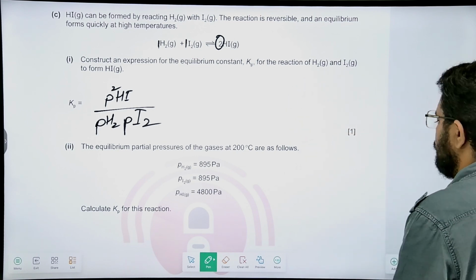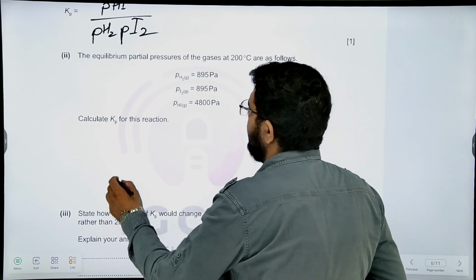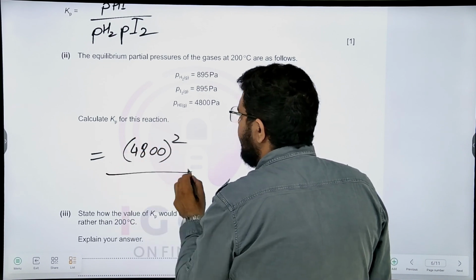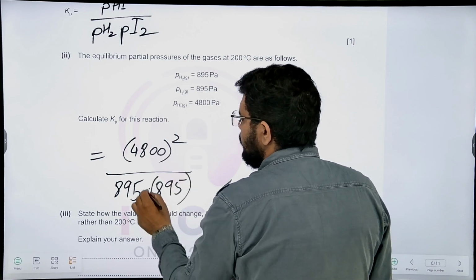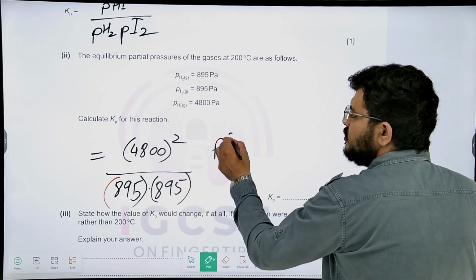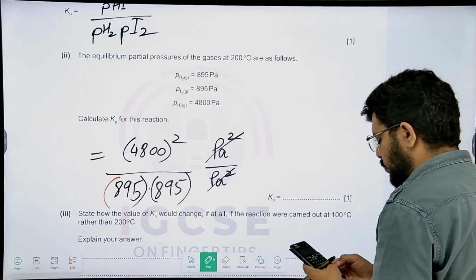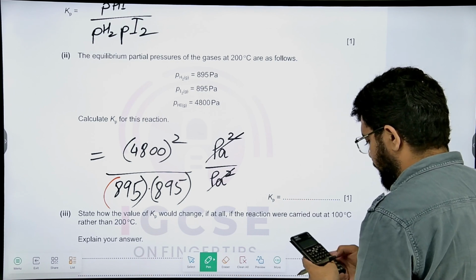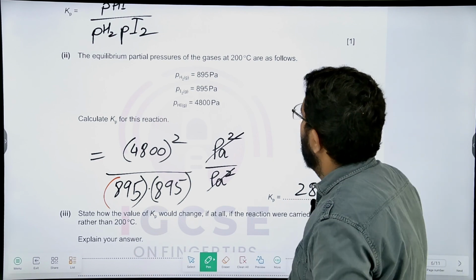Equilibrium partial pressures of gases at 200 are as follows. Calculate Kp for this reaction, right? We will also need to write the units. So using that equation, I have the partial pressure of HI whole squared divided by the partial pressure of H2 and the partial pressure of I2, right? So it is 4800 squared upon 895 squared. Now here, if you write the units, it is Pascal squared upon Pascal squared. So in this case the value of Kp is a unitless number. So I'll have 4800 squared divided by 895 squared. So you get 28.76. This is your value of Kp.